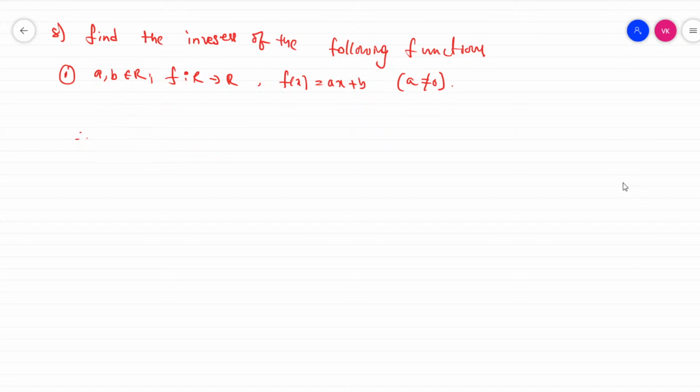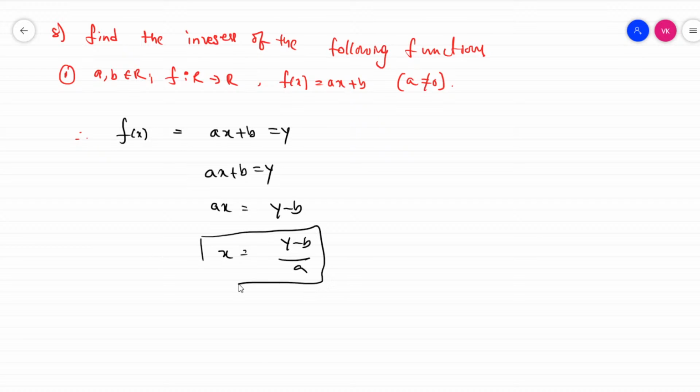First of all we have to write the f of x. F of x is equal to ax plus b, which we can write as y. Then ax plus b is equal to y, so ax is equal to y minus b, then x is equal to y minus b by a. Okay, first of all we have to write it like this.